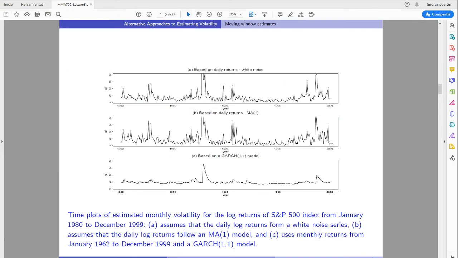Here we have plots of estimated monthly volatility for the Standard & Poor's 500 index. In the first plot, we assume that the daily log returns form a white noise series. In the second one, we assume that the daily log returns follow an MA(1) model, and in the third one, we use monthly returns and a GARCH(1,1) model. As you can see, these spikes get a bit uncontrolled, but in the GARCH(1,1) model, things get a bit flatter.